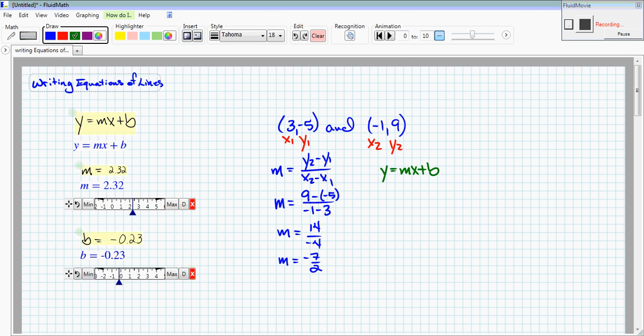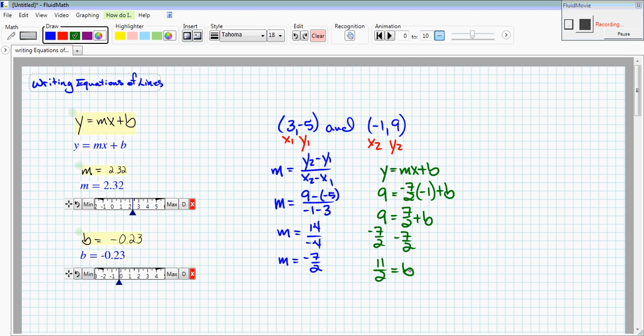So let's say, for example, we wanted to use the second ordered pair. The y-coordinate of the ordered pair is 9, which equals the slope, -7/2, times the x-coordinate, which is -1, plus the y-intercept b. So therefore 9 equals +7/2 plus b. In order to isolate b, to solve for the y-intercept, we subtract the 7/2. Now, 7/2 is 3.5. So if you have 9 minus 3.5, what you end up with is 5.5, or in this case, 11/2.